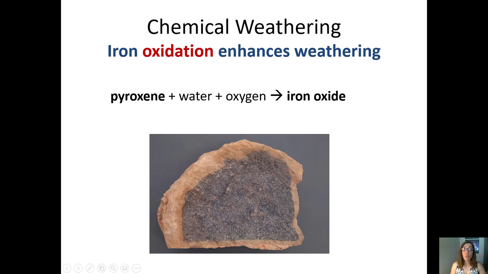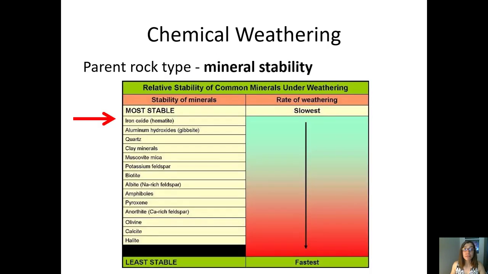So pyroxene is one particular mineral that will undergo oxidation to then form an iron oxide, and we see a lot of oxidation happening when we are looking at outcrops of older rock that have turned a sort of pinkish or reddish color. That has more to do with this iron oxidation than it has to do with the original color of the mineral that's making up that rock.